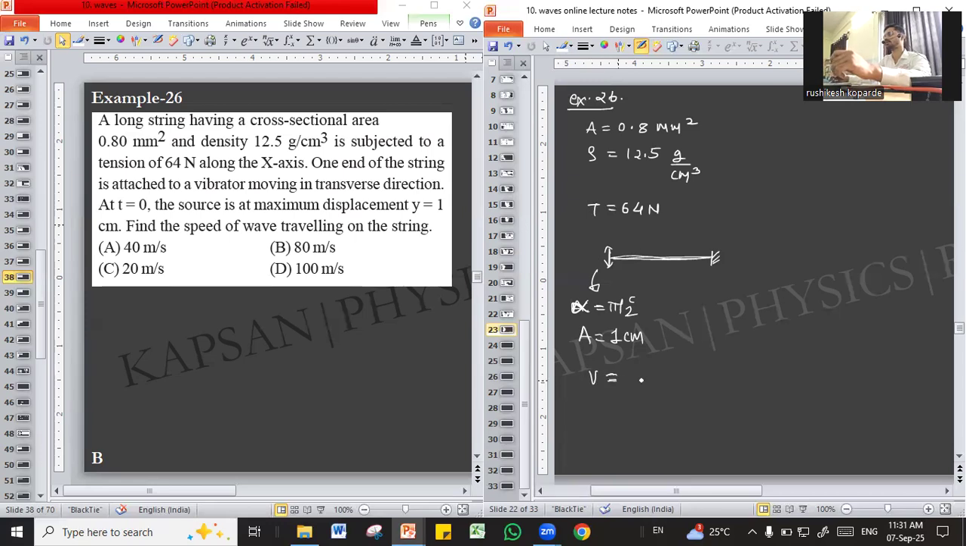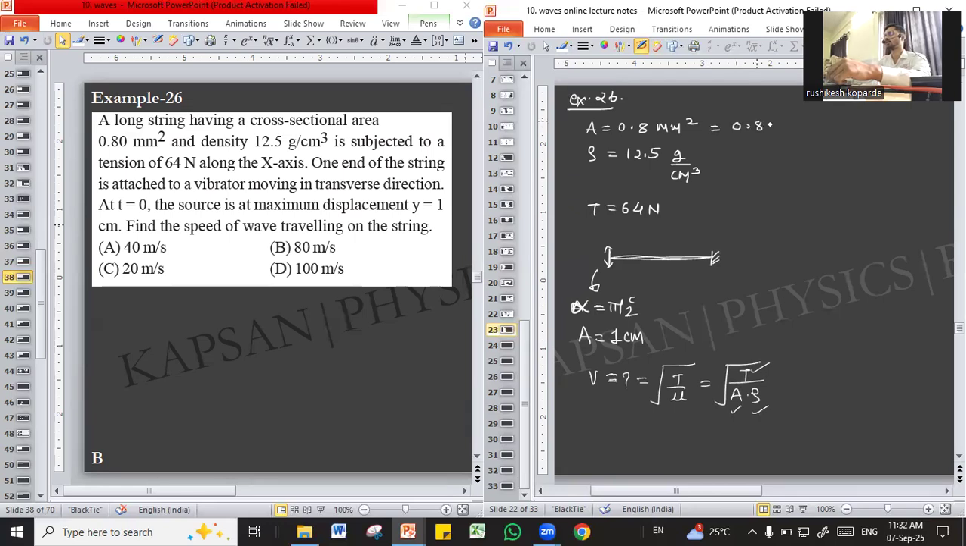What will be the answer? This data is immaterial. The source will not decide the speed of the wave. The parameters of the source will not decide the speed of the wave. The speed of the wave will be solely decided by the string itself, the medium itself. So it is under root T by mu. Now tension is given to you. Mass per unit length is area into density. Area is given. Density is given.